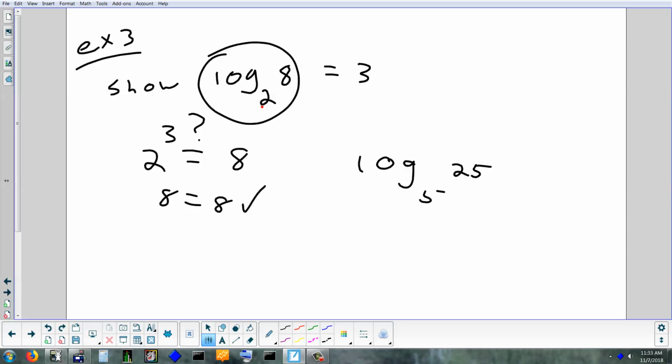When you can't do it in your head is if I did something like this. Now that's saying 6 to what power is 25? Well, it's less than 2. So we'd have to use a calculator to figure it out. But we don't know how to use a calculator yet because look at the base. It's base 6. The only bases the calculator can do are what and what? 10 and E. 6 isn't a 10, 6 isn't an E. So there is a way to type that in, but not yet.